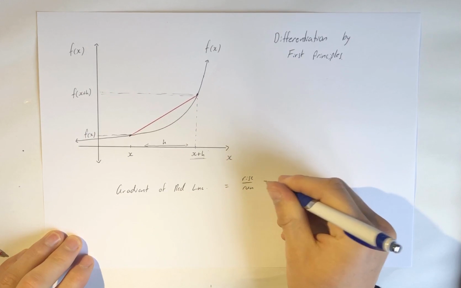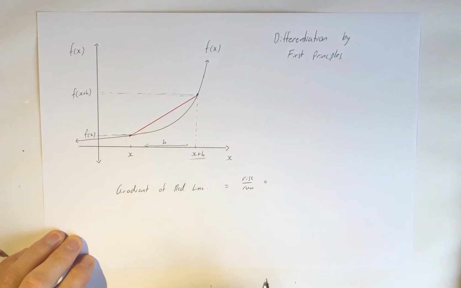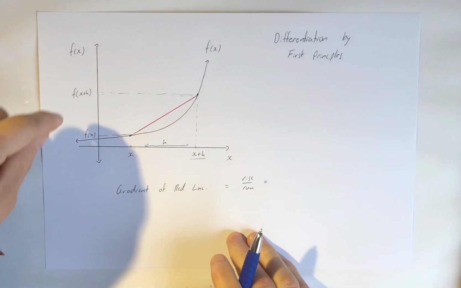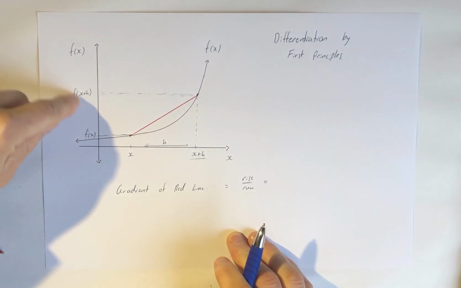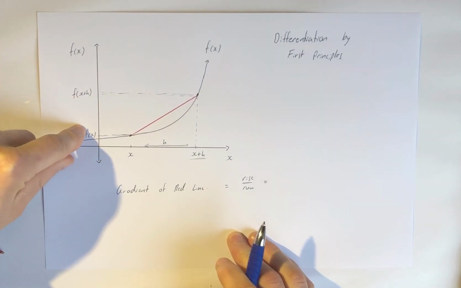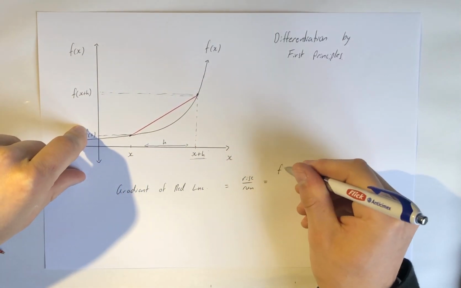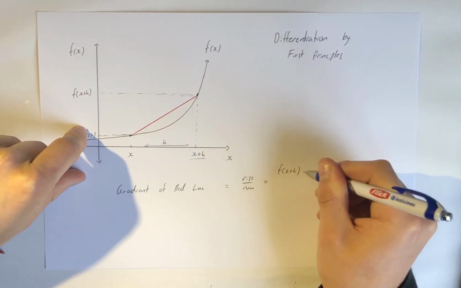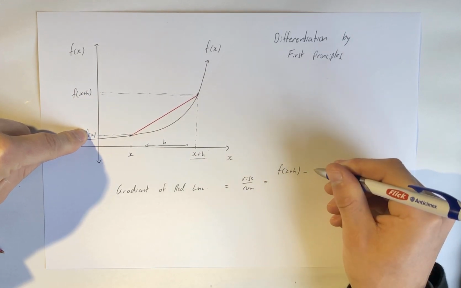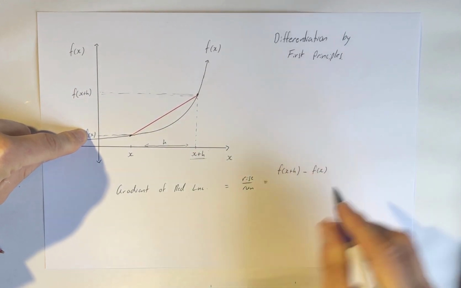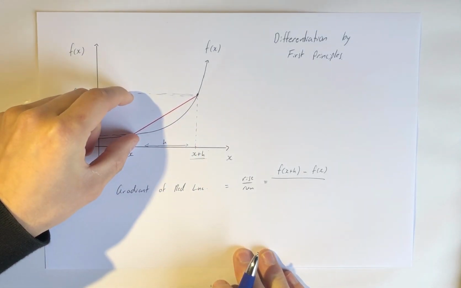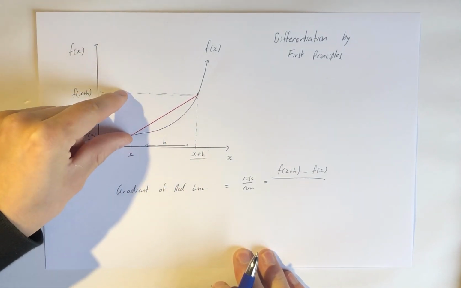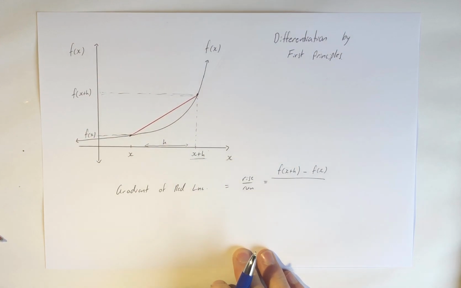Okay, well, that's pretty simple, right? What's the rise going to be? Well, the rise is going to be the large point, the bigger point or the higher point, take away the lower point. So that's going to be f of x plus h, take away this point that's at the bottom, f of x. That's just your change in y. That's just this height, isn't it? This point, take away this point, gives you that distance, our rise.